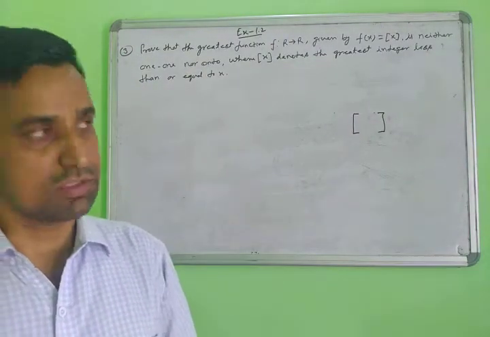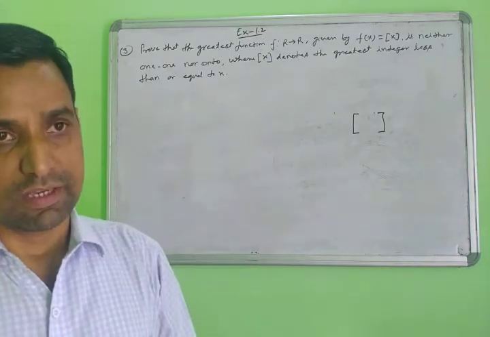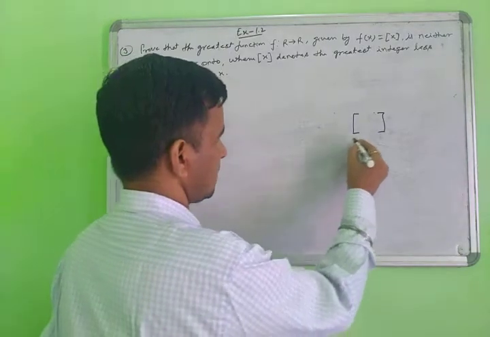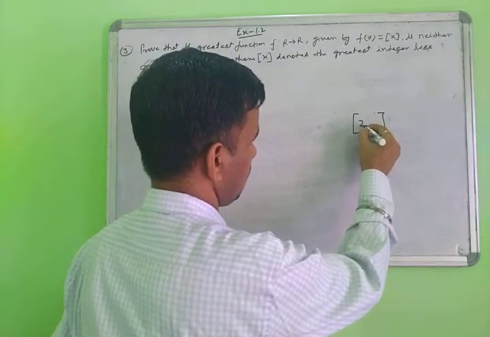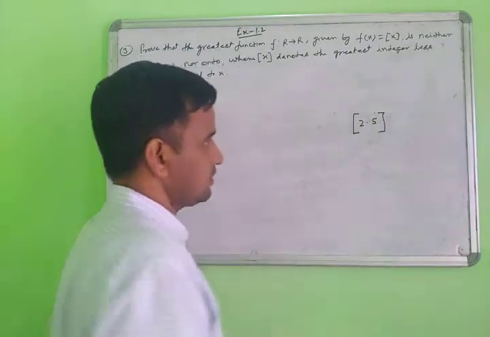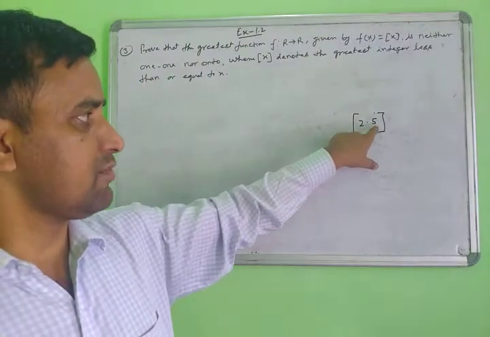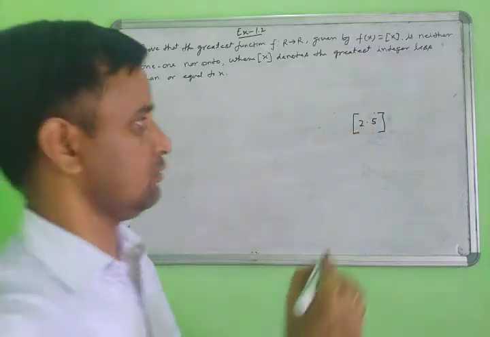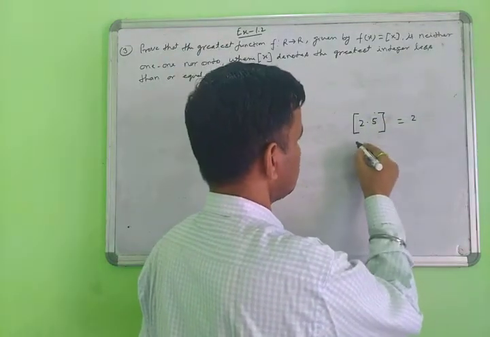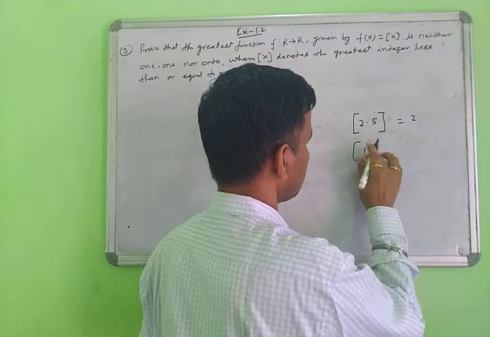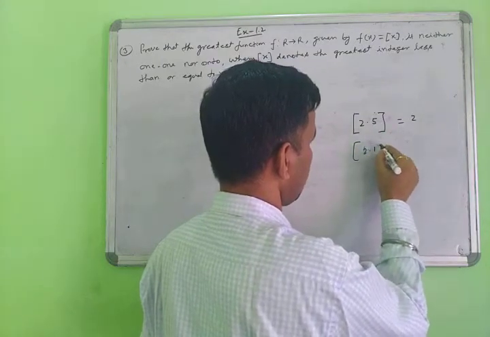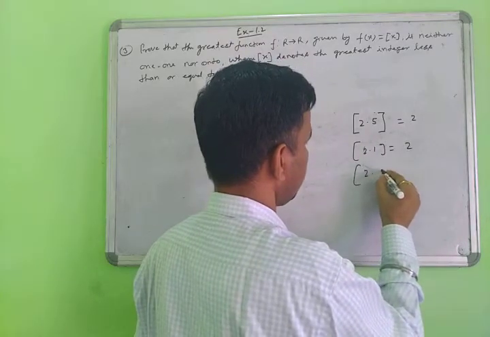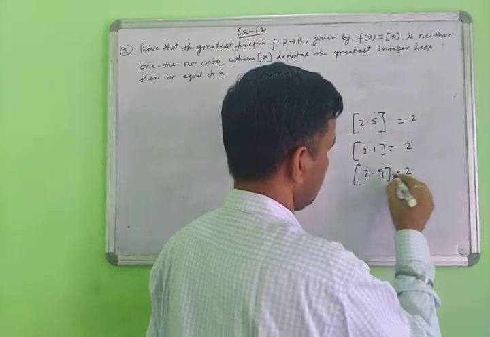First, before solving the question, I will discuss a little about the greatest integer function. Suppose you write 2.5. The greatest integer here is 2, since 0.5 is less and 2 is greater. What is the value of this? 2. Suppose you write 2.1, what is the value? This is 2. And 2.9, this is also 2.